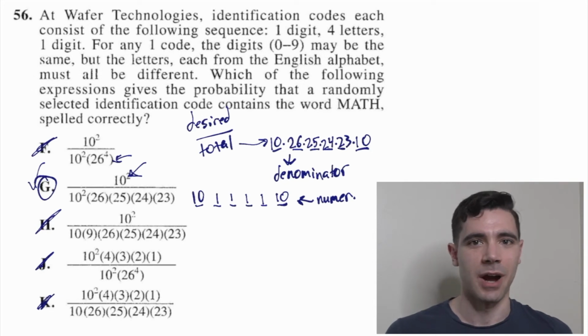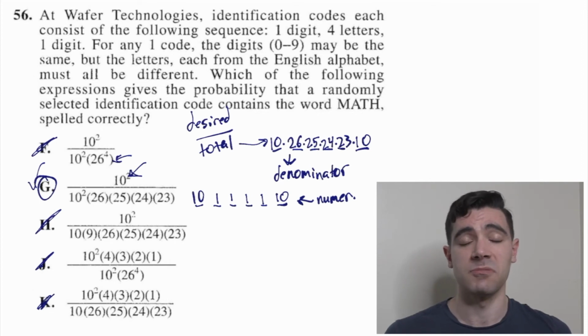Amazing. Always helpful in probability questions to start out with desired over total and try to clarify what those two things would mean. In this case, the total was how many different codes are possible. And once we articulated that clearly, we could actually choose the answer choice without worrying about the word math at all.